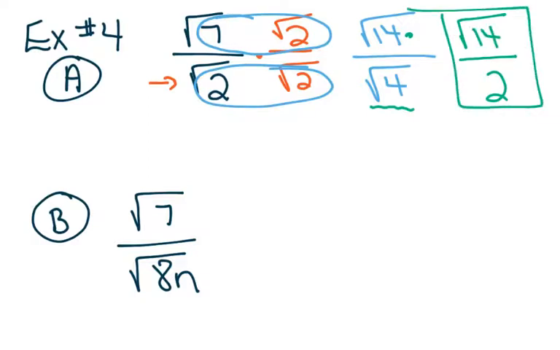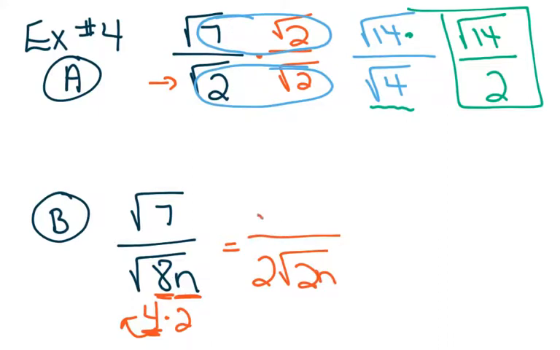All right, example B in here. We have the square root of 7 over the square root of 8n. Right off the bat, I'm noticing that this 8 has a perfect square that goes into it, so I should simplify it. So 4 times 2. The square root of 4 will come out, and I'm rewriting this denominator as 2 times the square root of 2n, because I took the square root of this 4, and then I have 2 left over, and this n is not a perfect square, so it's staying underneath. I have not done anything with my numerator, the top number, so I'm leaving it alone.